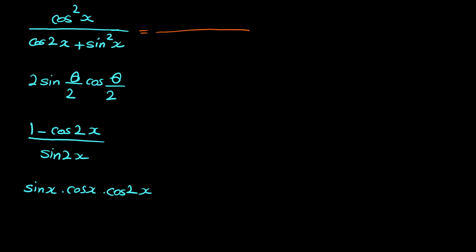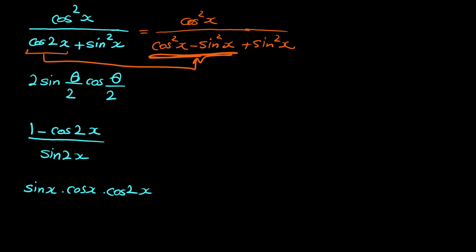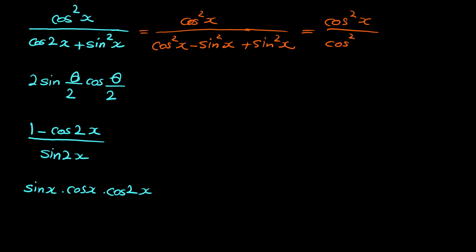So we have cosine to the 2 all over cosine to the 2x minus sine to the 2x plus sine to the 2x. So we substitute this with the identity, which is this. Now look at the denominator. Minus sine to the 2 plus sine to the 2 is 0. And we have cosine to the 2 in numerator all over cosine to the 2 in the denominator, and this equals 1.